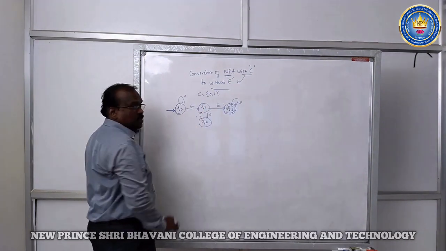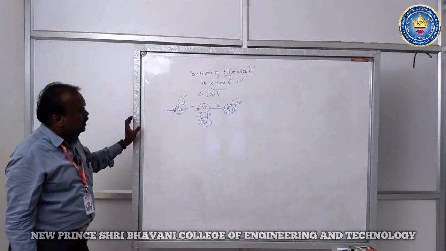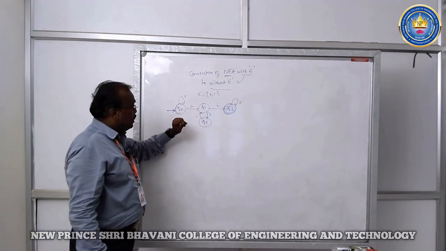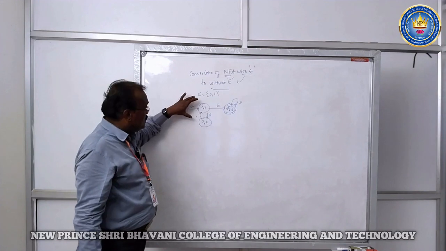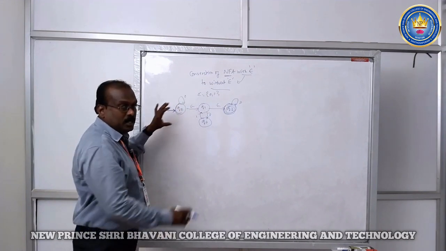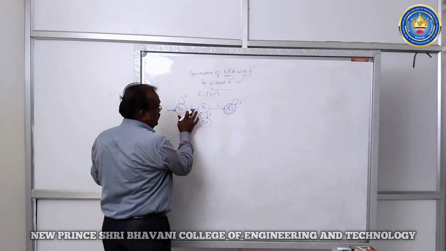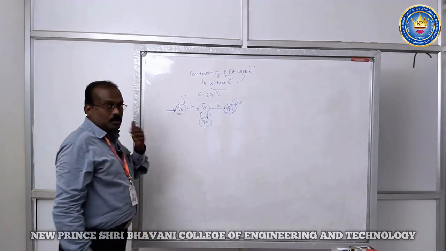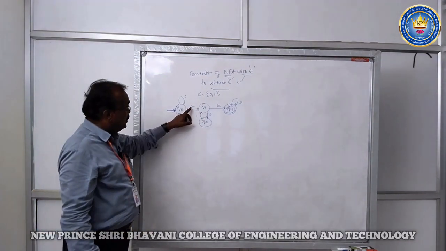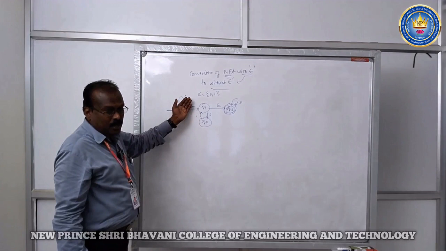So what about this epsilon? Epsilon is without input symbols. It can pass from one state to another state. So we want to convert this transition diagram with epsilon to without epsilon. So now we want to convert this. Here only epsilon is there, we want to convert it into without epsilon.